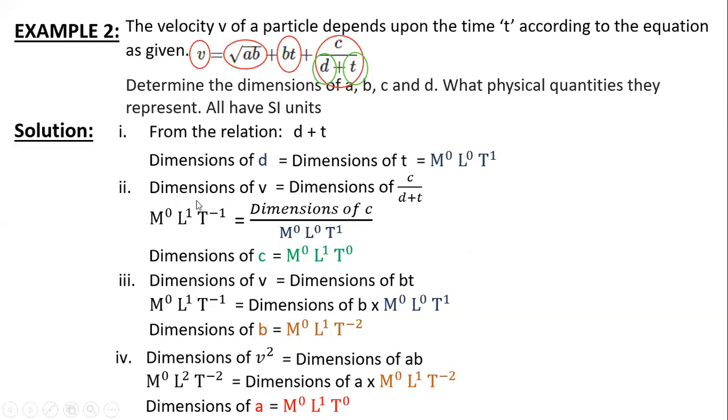So the physical quantity you can say is that D represents time, C represents length, B represents acceleration, and A represents length, because they are specifying what physical quantities they represent.